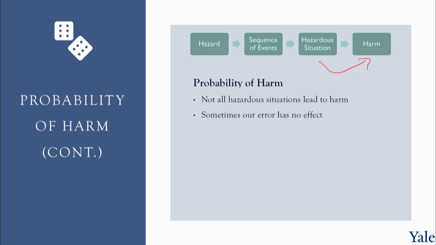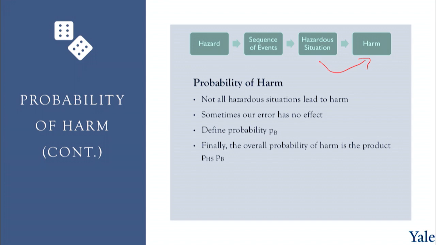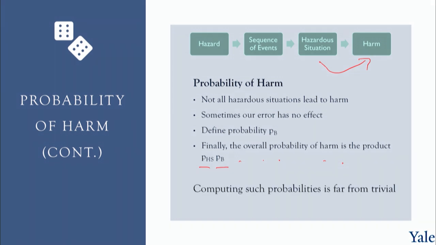Sometimes our underestimation leads to the wrong diagnosis, the wrong treatment, and that can have an effect. So we define that as a probability PB, and then the overall probability of harm is the product PHS PB. Now, realize all these numbers are less than 1, so what you want, and this is a standard risk mitigation exercise, is to have a lot of these things multiplying each other because that reduces the risk. So this is almost, if you wish, a mathematical proof of the system of checks and balances.